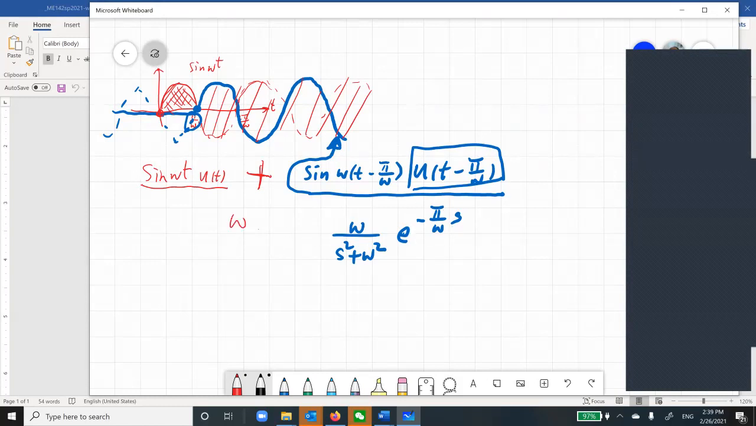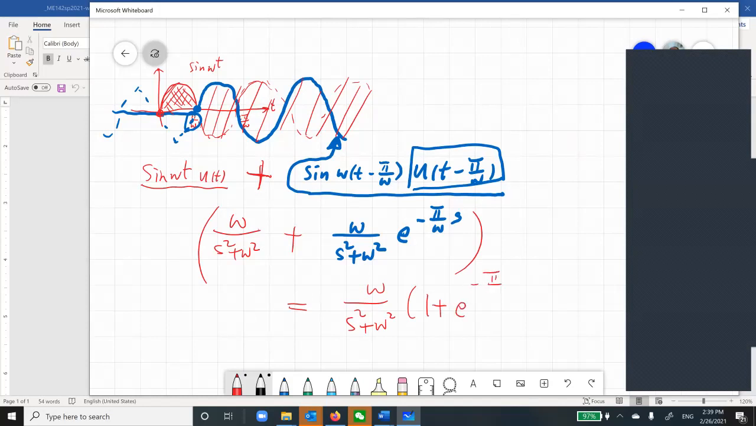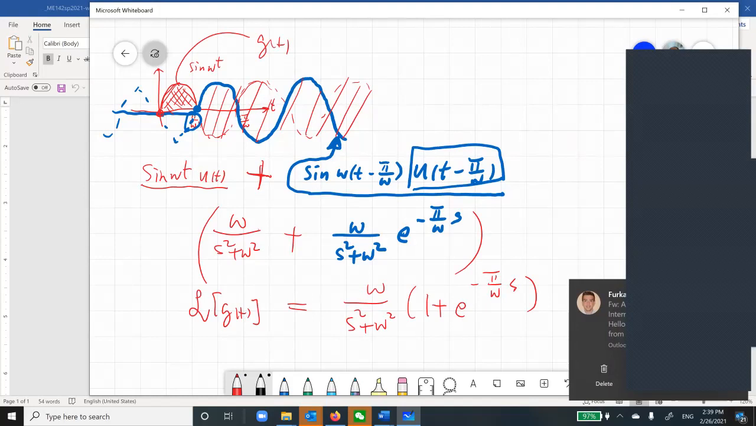This is omega divided by s squared plus omega squared, plus this one. So this is still omega over s squared plus omega squared, times 1 plus e to the minus pi over omega s. Let's say this is g(t). The Laplace transform of my g(t) is like this.